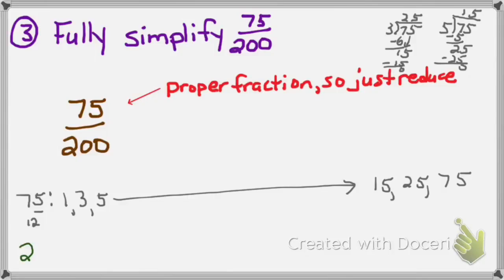Okay, let's find the factors of 200. Well, we know that 1 and its partner is 200. Does 2 work? It has to. It ends in an even number. 2's partner, well, 2 times 100 is 200.